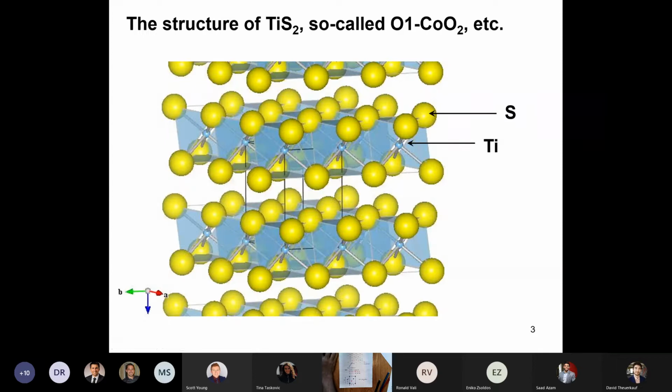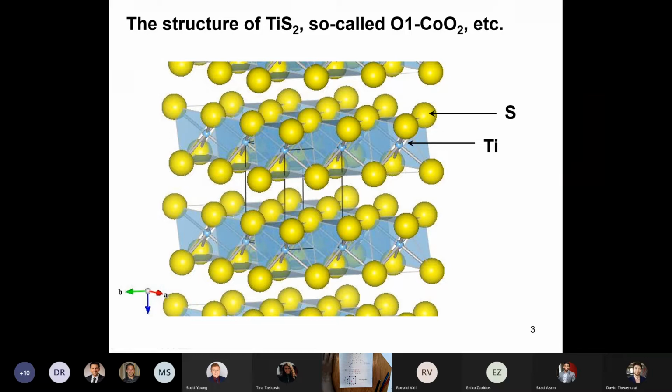So I want to start talking about titanium disulfide. Titanium disulfide takes the exact same structure as lithium cobalt oxide without lithium. This structure is called O1 for reasons that I'll explain later. If it's titanium sulfide, the titaniums are the small balls and the sulfurs are the bigger ones. And if it's cobalt dioxide, the cobalt would be the small balls and the oxygen would be the big ones, okay?